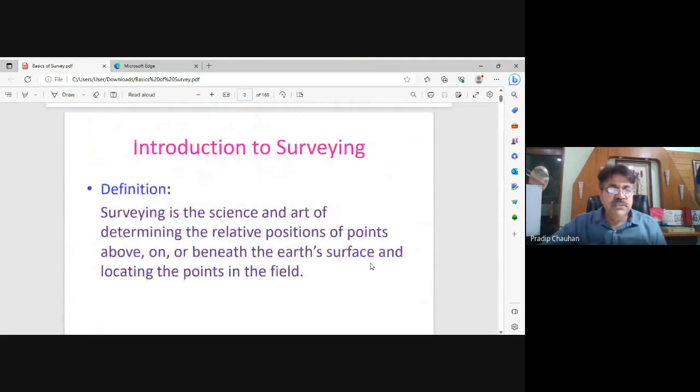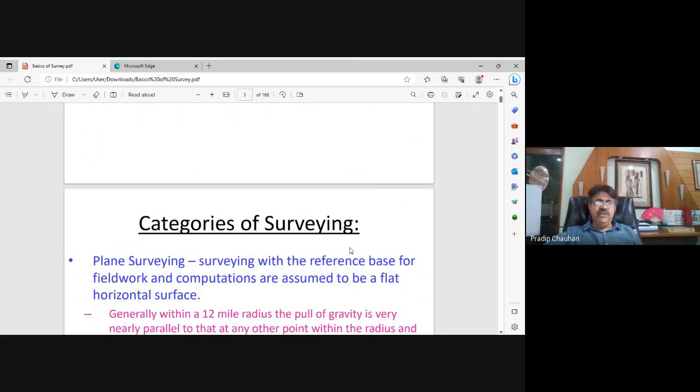Okay. So instead of going for definitions, you all know that surveying is the science or art to determine the position of points on or beneath the earth's surface and locating them in the field.